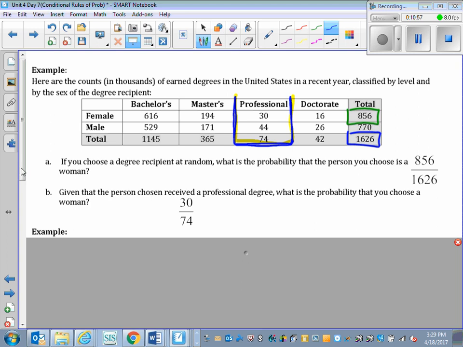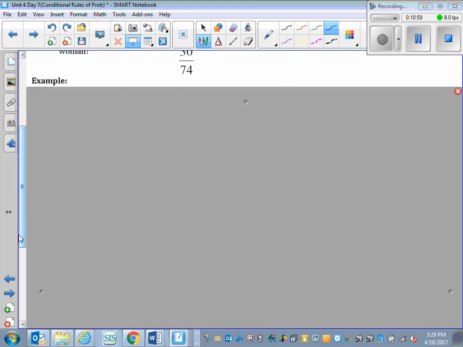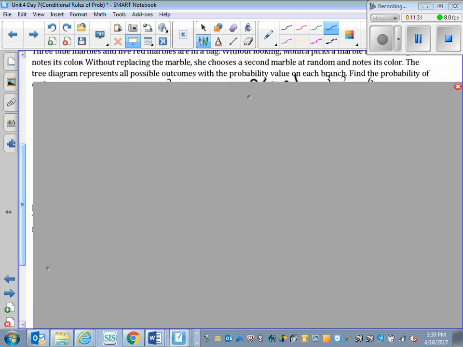So the next example, the tree's already done for you. You just have to put your probabilities in. So there are 3 blue marbles and 5 red, which gives us a total of 8. Monica's picking the marbles without replacing. So the first time through is going to be out of 8. Second time through should be out of 7. So the first time there are 3 blues, so that's going to be 3 out of 8. And 5 red, so that's going to be 5 out of 8.